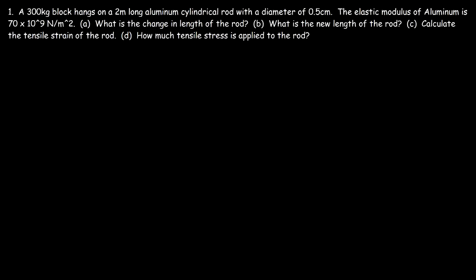Let's consider this problem. A 300 kilogram block hangs on a 2-meter long aluminum cylindrical rod with a diameter of 0.5 centimeters. We're given the elastic modulus of aluminum. What is the change in length of the rod?